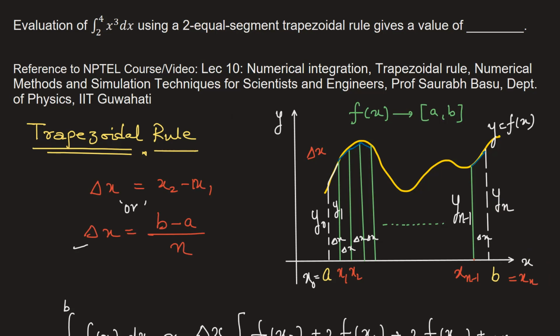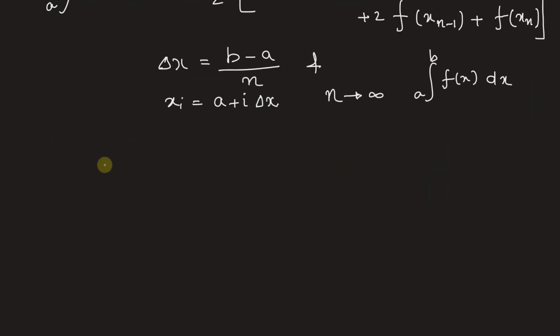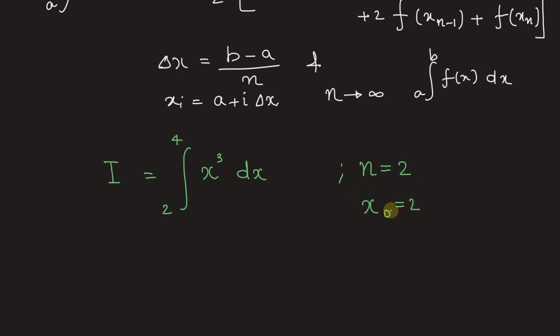Now let's continue with our problem. According to the question, we need to find I equal to the integral from 2 to 4 of x cube dx. It's given in the question that we have to assume n is equal to 2. The value of x naught is also given, that is equal to 2. This x naught is also equal to a. Now we need to find this delta x.